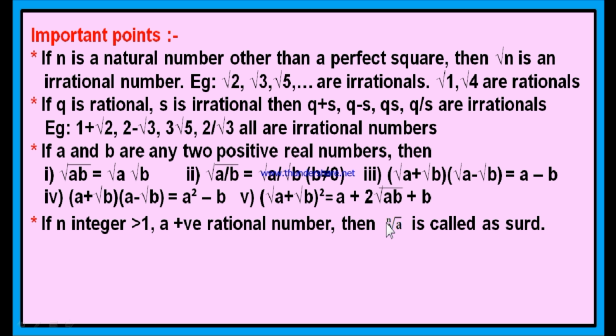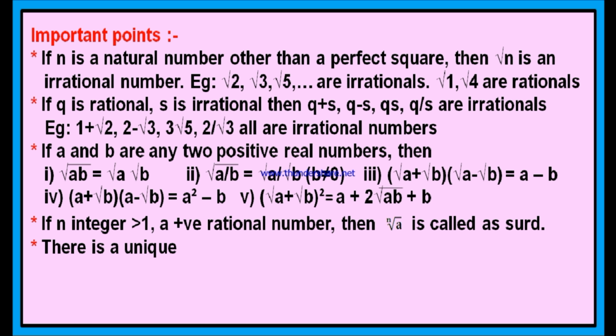Here this n value is greater than 1, means 2, 3, 4, etc. And this a value which is inside the root should be a rational number. Then nth root a is called as surd. The simple examples for surd are square root 2, square root 3 or cube root of 5. All these are surds and we will learn about surds more in this coming chapter.